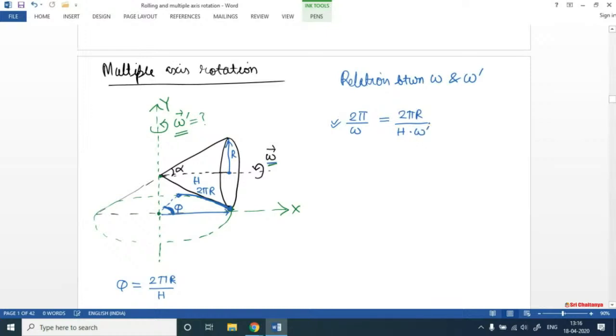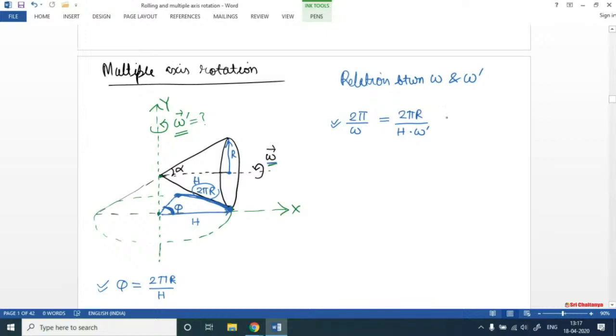I hope you understand what I mean to say over here. In the time in which it will complete the rotation, this point will again touch the ground, but when it again touches the ground, it will come here. So this will be the angular displacement about the y-axis, which is phi, and if this is 2 pi r, and this radius is h, then phi will be defined as 2 pi r by h. The time it will take would be nothing but phi by omega dash.